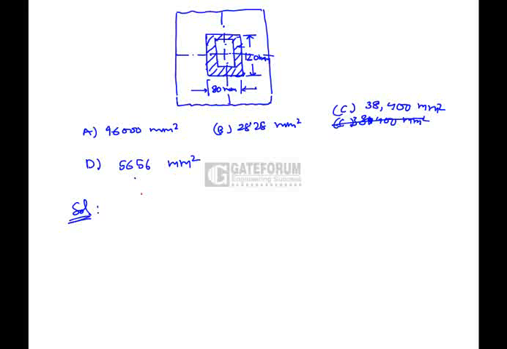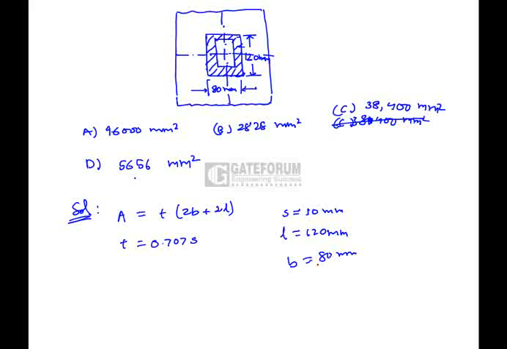So the throat area of a rectangular fillet weld is given by the thickness of the weld into 2b plus 2l. But here the thickness of the weld is equal to 0.707 times the size of the weld, where the size of the weld is 10 mm, the length is equal to 120 mm, and b is equal to 80 mm.